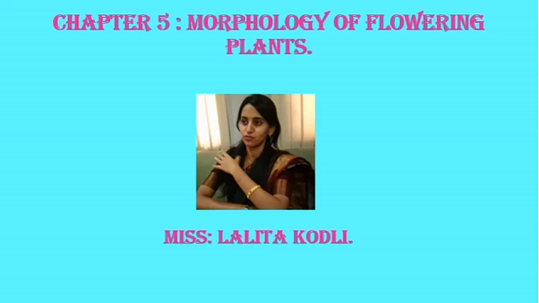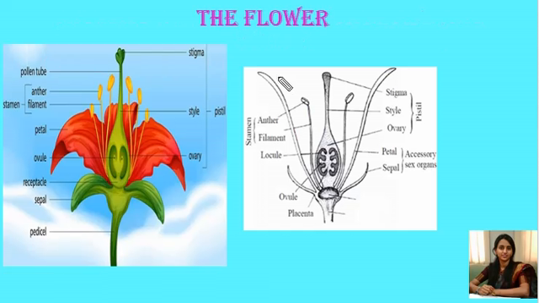Let us continue with chapter 5, Morphology of Flowering Plants. In this video, let us continue with 5.5, that is the flower. You might have learnt in the previous classes that angiosperms are known as flowering plants because they produce a structure called flower, and this flower is meant for sexual reproduction.